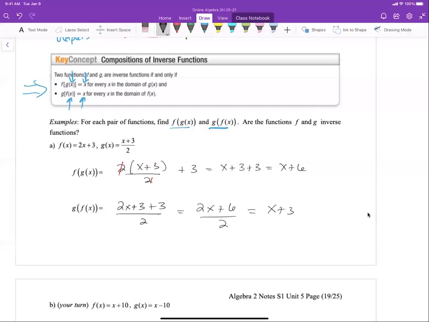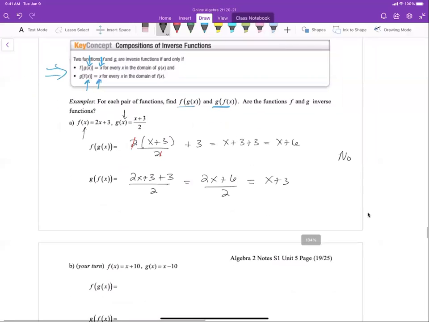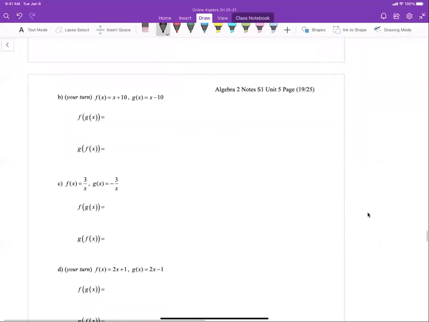All right, I've answered the first part. Now the second part of the question is, are the functions f and g inverse functions? And the answer is no. What was my input? My input was x. My input was x. Did I get back x? No, I got x plus 3 for one, and I got x plus 6 for the other. So the answer is no. Why don't you try one yourself?